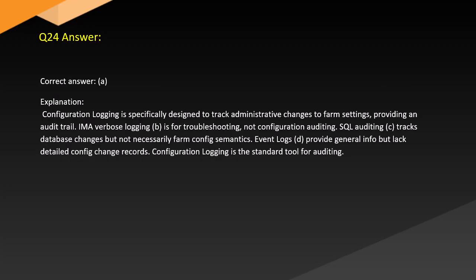Answer. Correct answer: A. Explanation. Configuration logging is specifically designed to track administrative changes to farm settings, providing an audit trail. Verbose logging (B) is for troubleshooting, not configuration auditing. SQL auditing (C) tracks database changes, but not necessarily farm config semantics. Event logs (D) provide general info, but lack detailed config change records. Configuration logging is the standard tool for auditing.